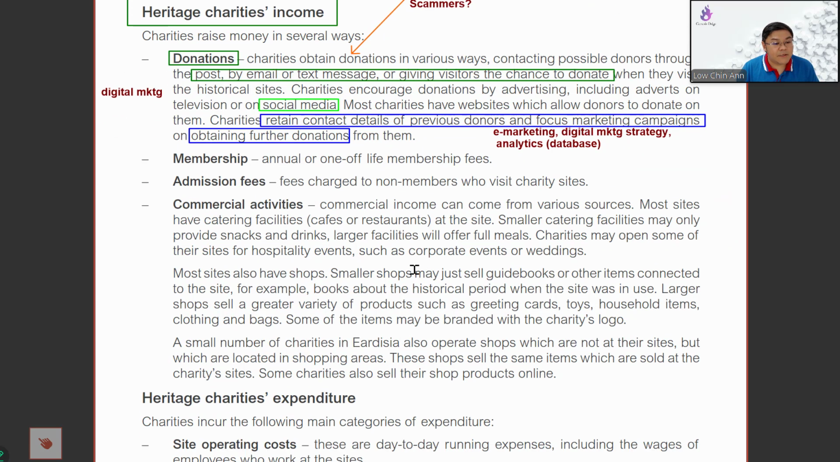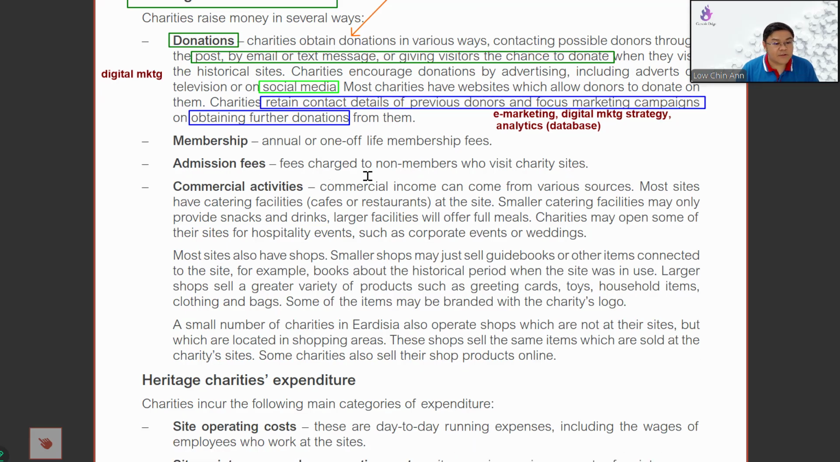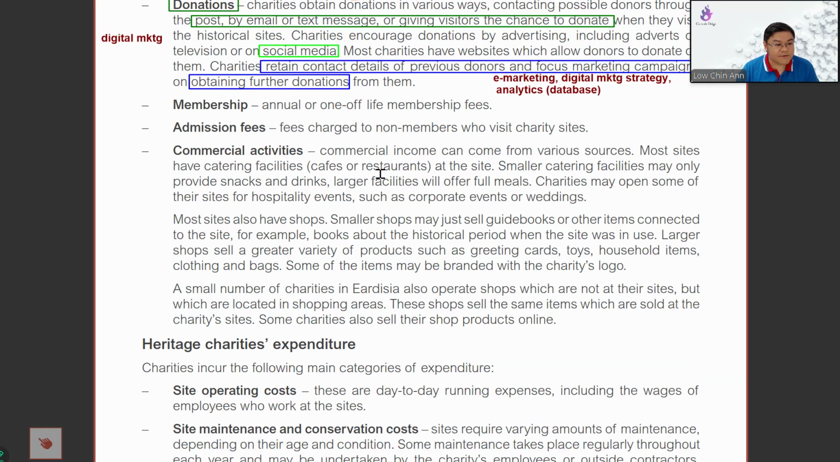Okay, membership, annual or lifetime. Admission fee, they are charged to non-members who visit their charity, so they collect admission fee. Commercial activities, commercial income can come from various sources. Most of the sites have catering facilities, they have restaurants, they have cafes. Smaller catering facilities may only provide snacks and drinks. The larger ones will offer full meals. Charities may open some of their sites for hospitality events, such as corporate events and weddings.